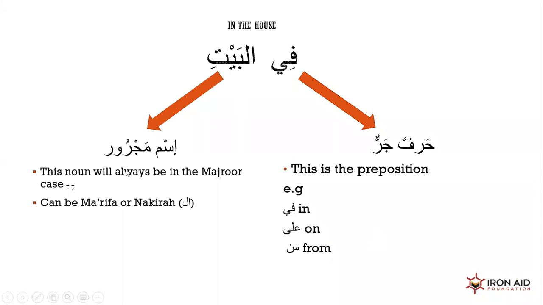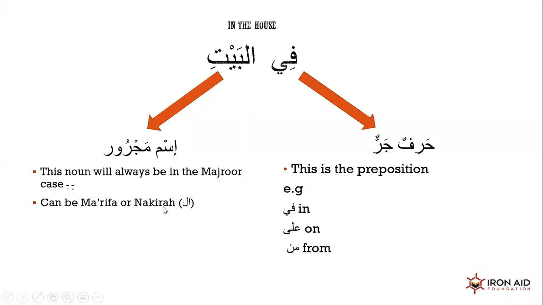And the second word is called the ism majroor. This noun will always be in the majroor case. Similar to mudaf ilayhi, which is always in the majroor case, the ism majroor is the word which comes after one of the prepositions. Commonly, these are some of the prepositions used: fi, ala, min, ila. So after a preposition, the noun will always be in the majroor case. It will have a kasra or kasratain.